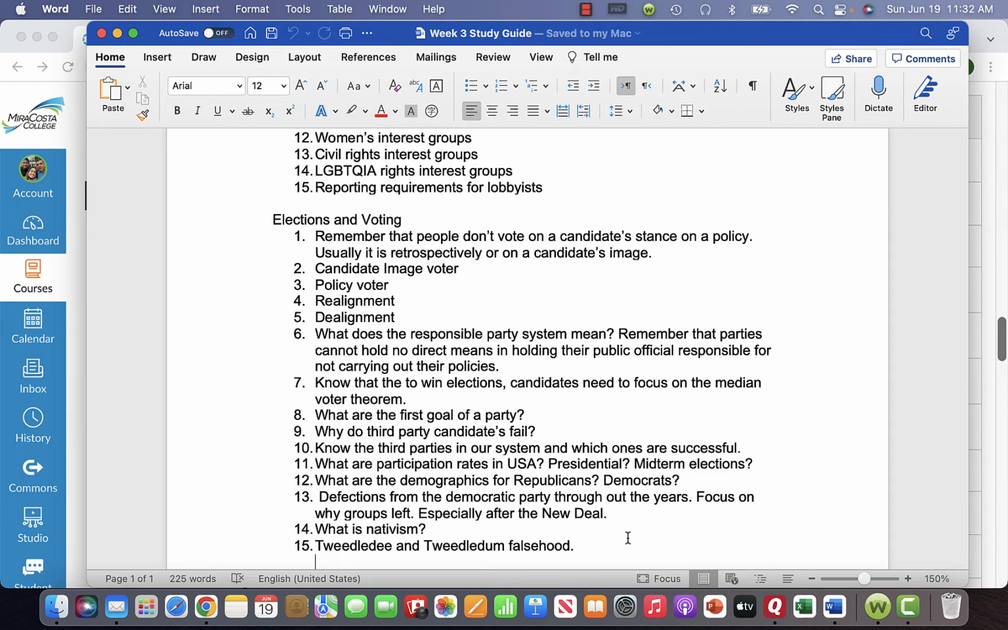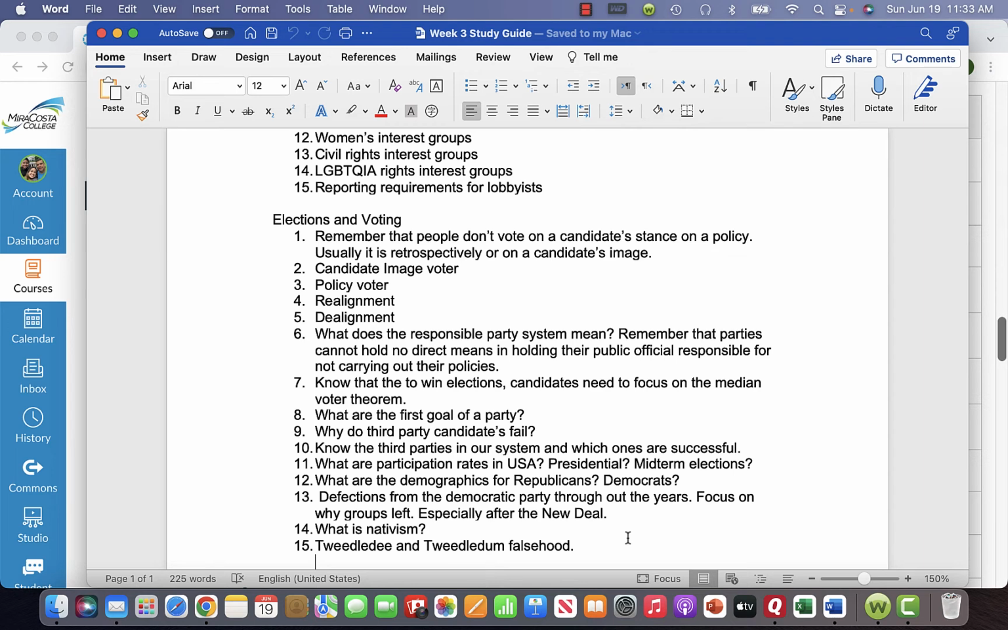Remember, know what a responsible party system means: that parties can hold their elected officials accountable for carrying out their promises or their policies. Know that to win elections, candidates need to focus on the middle. A majority of your voters are going to be in the middle, right? That's the segment of the electorate that you have to appeal to. So you have to move along the ideological spectrum enough to attract voters from the middle while not alienating your base, right? So just some things to know.